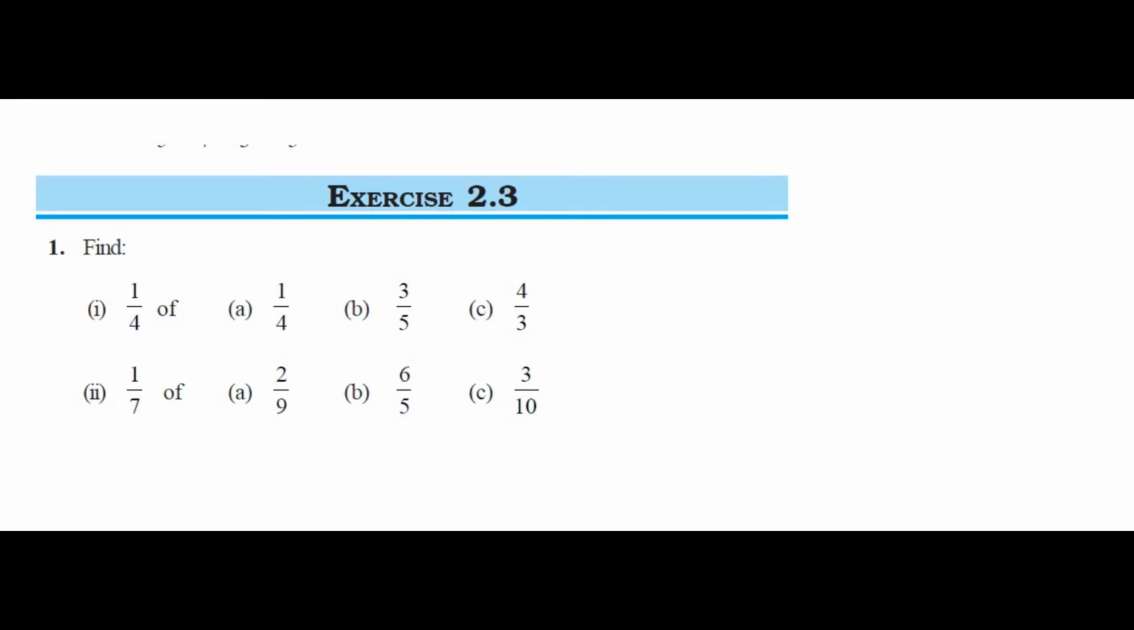In today's video, we are just going to solve exercise 2.3, that is nothing but multiplication of fractions. So what is the question here? It is given to us: multiplication of fractions. Find 1 by 4 of 1 by 4, 3 by 5 and 4 by 3. We'll start finding each one by one. Okay, we'll start solving this question.